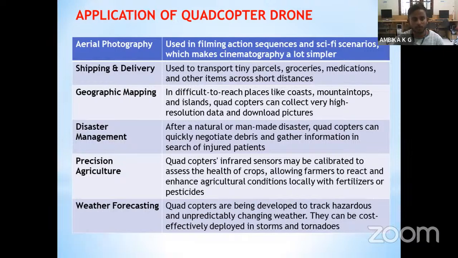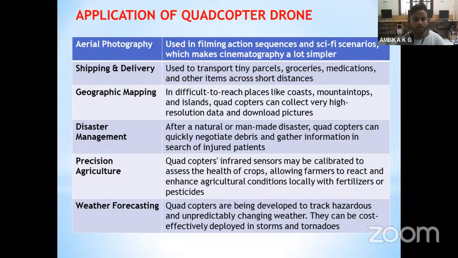what are the applications of the quadcopter drone? The quadcopter drone is used for various purposes like aerial photography, shipping delivery, geography mapping, disaster management, precision agriculture, and weather forecasting. Aerial photography is used for filming action sequences and sci-fi scenarios and a lot of aerial pictures also. Shipping delivery is used to deliver tiny parcels, groceries, and medication only for short distances. In geography mapping, humans can't reach difficult areas like mountains or islands and the like.